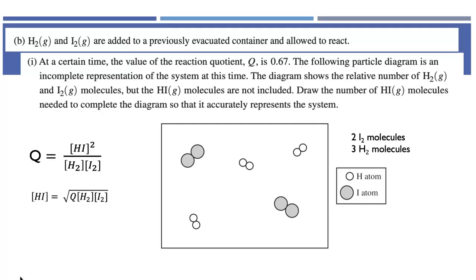I'm just going to assume that this is a 1 liter container and the number of particles are equivalent to a mole, because otherwise this doesn't make a whole lot of sense. It's how we often do this. And I can substitute in. I know what Q is. I know the number of iodine molecules. I know the number of hydrogen molecules. I can solve for HI. And when I substitute Q and H2 and I2 in, I get a value of 2 for HI. So I need to have 2 molecules of HI, and that's what I'm going to draw.